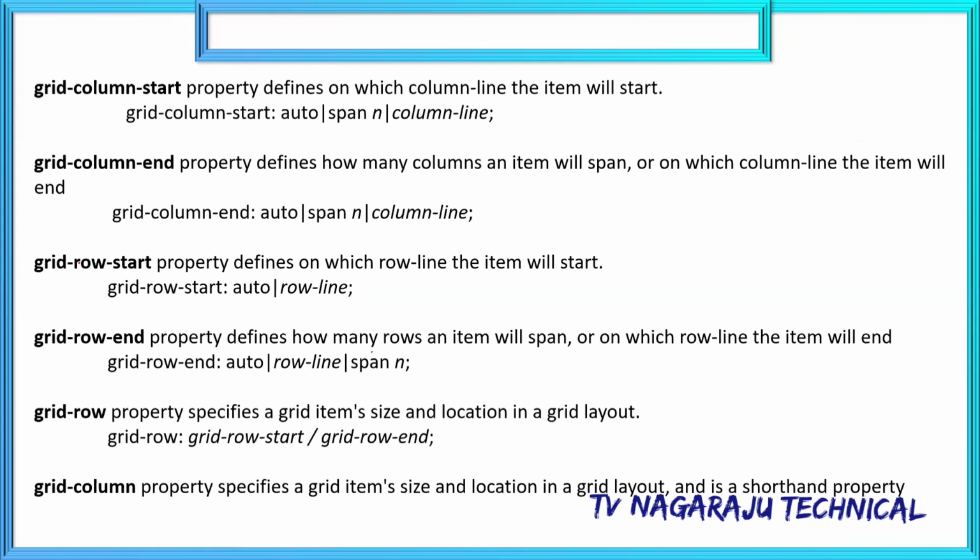Okay. Now, first grid row start. Auto means by default, starting from the first row. Or else you can give the row line number also. Similarly, grid row end. Auto means by default end at the last position, or we can give the line number on which the item will end, or you can give span n, meaning how many rows the item will span.